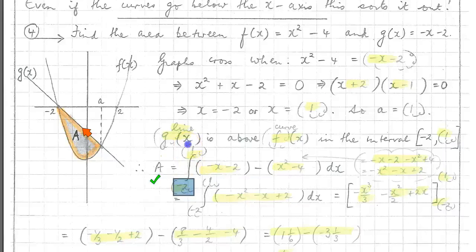So, you are going to put the minus 2 on the bottom and the 1 on the top. I'm going to integrate from minus 2 to 1. And you are going to put the straight line first, minus x minus 2, take away the quadratic second. Remove those brackets, you'll land up with minus x squared minus x plus 2. That's the function I integrate. Check how I've done it. Come back to me.